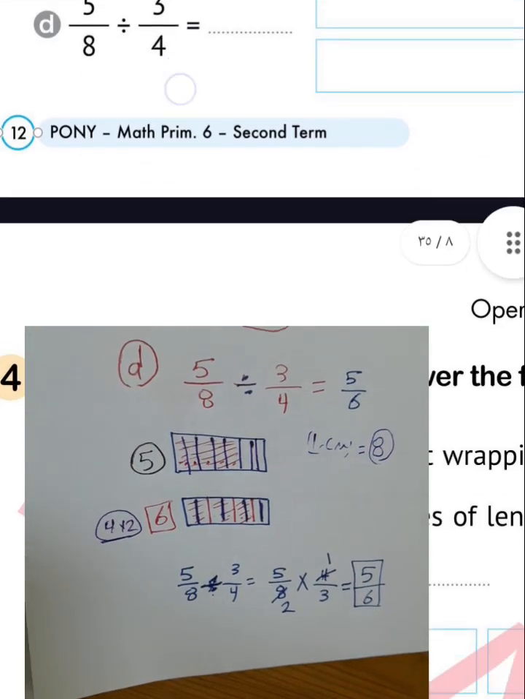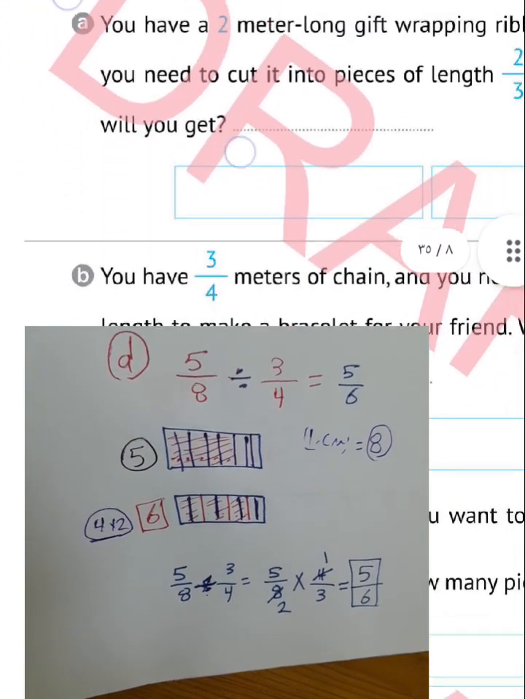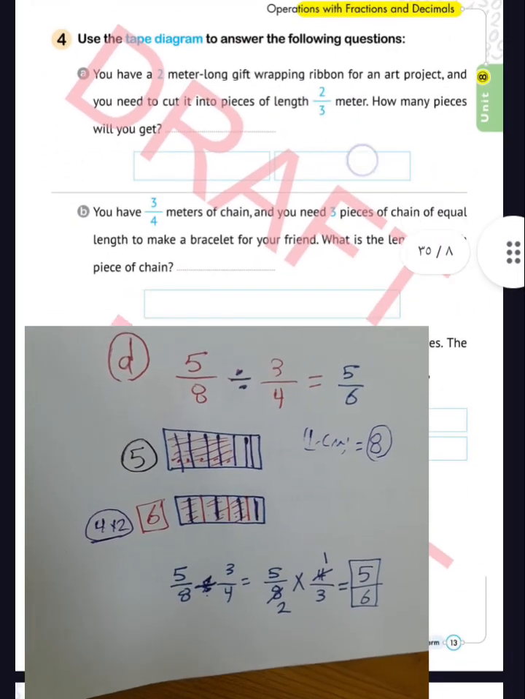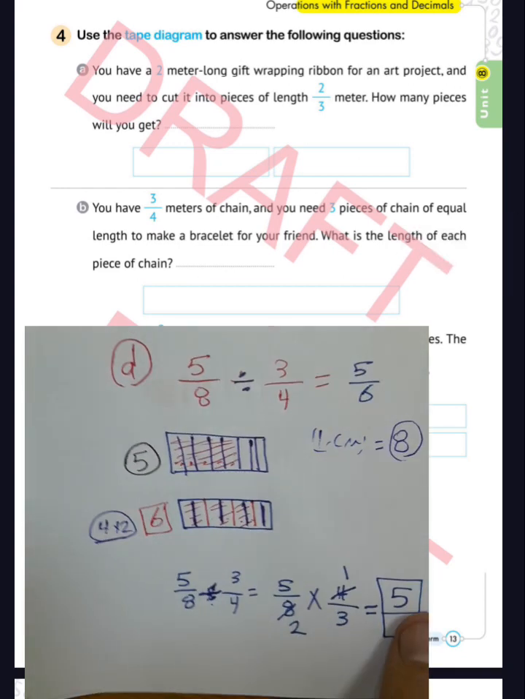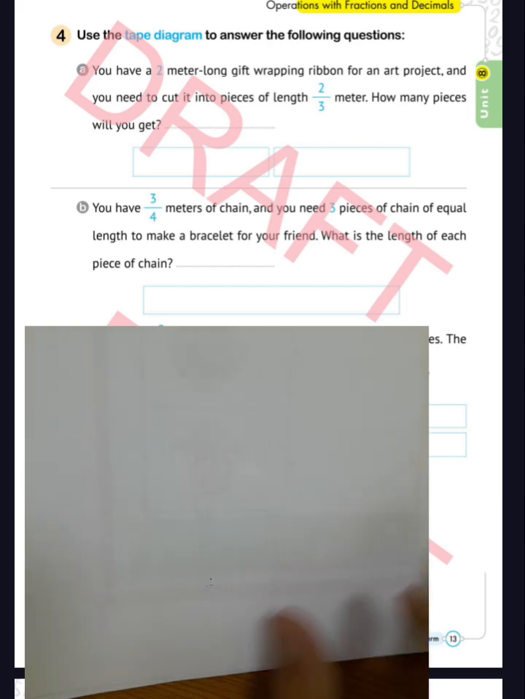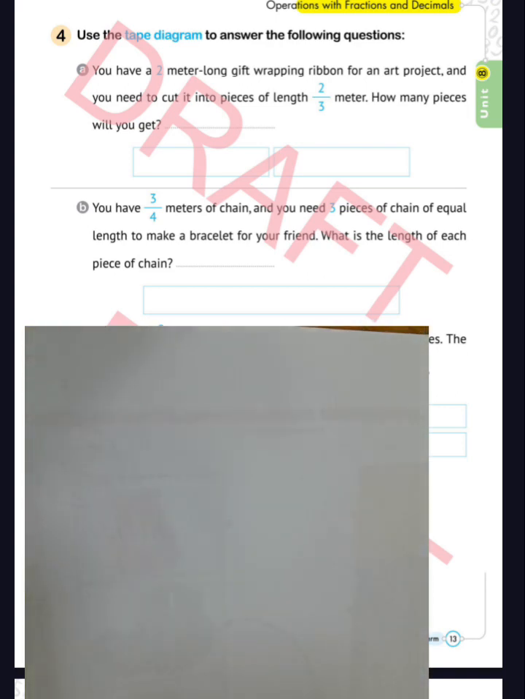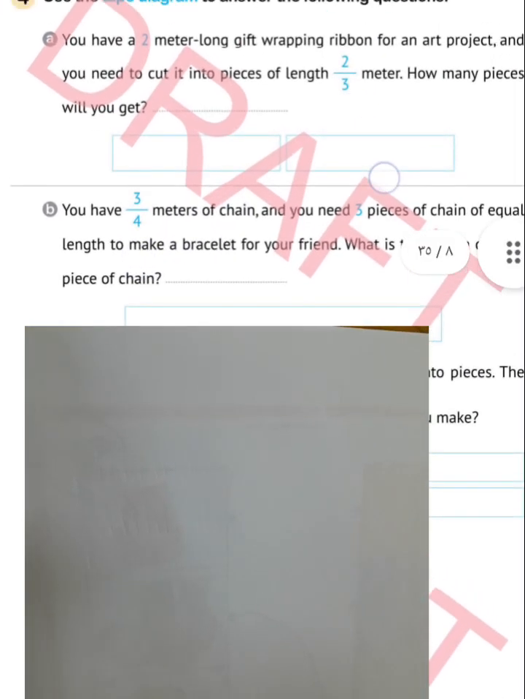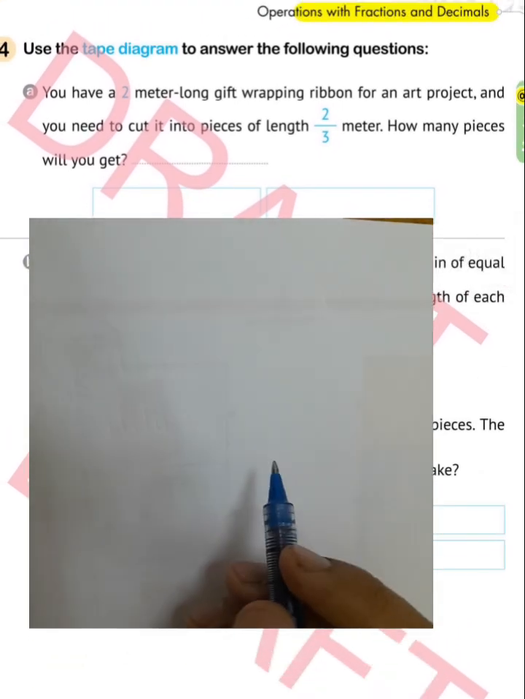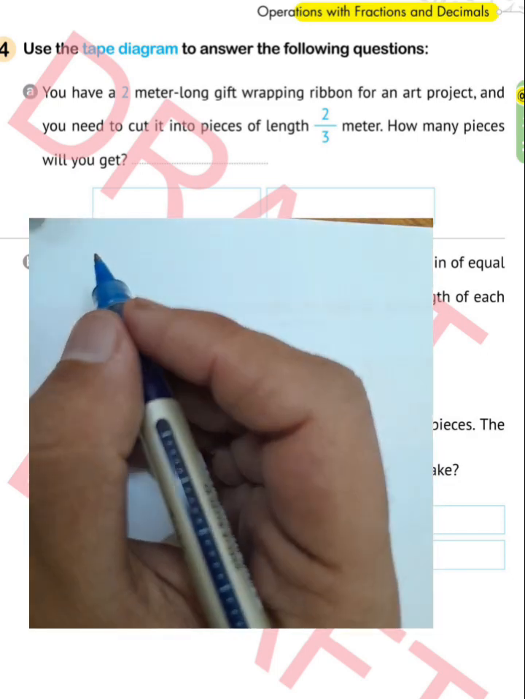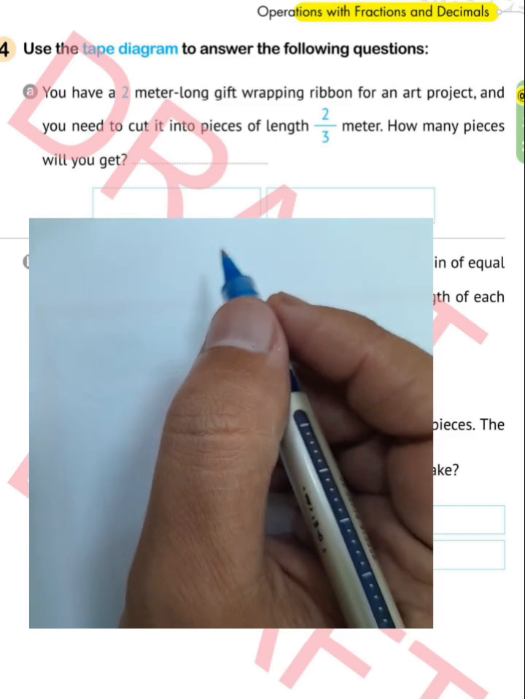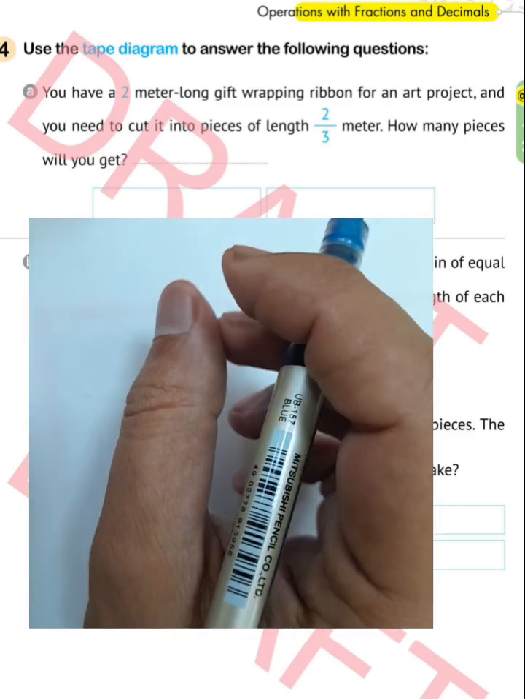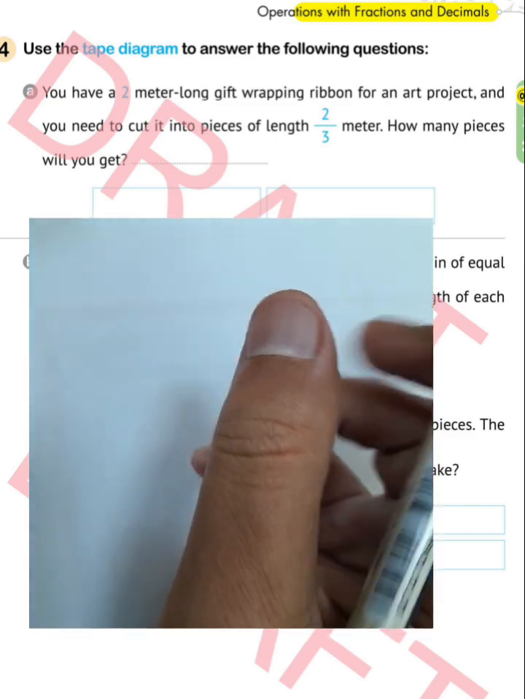Which letter D? Question number 4, use a tape diagram to answer the following question. Number 4, letter A. You have a 2 meter long gift wrapping ribbon for an art project, and you need to cut it into pieces of length 2 over 3 meters. How many pieces will you get?